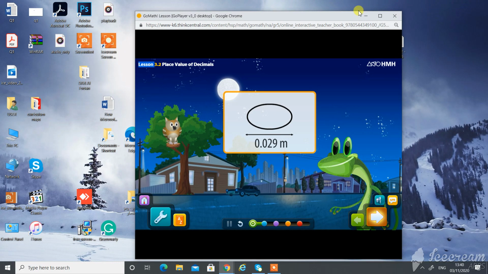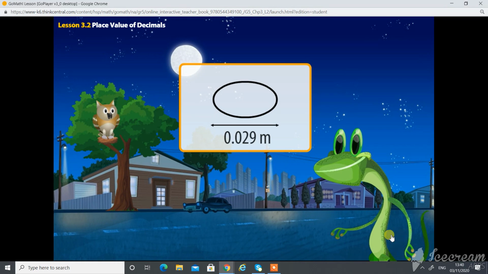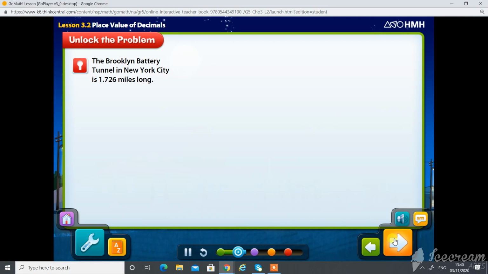So, we will learn how to place this number in the place value chart. Okay? The Brooklyn Battery Tunnel in New York City is 1 and 726 thousandths miles. So we say the Brooklyn Battery Tunnel in New York City is 1.726 miles long. Let's explore 3 different ways to represent this distance. First, you need to understand the place value of each digit. Let's unlock this problem.